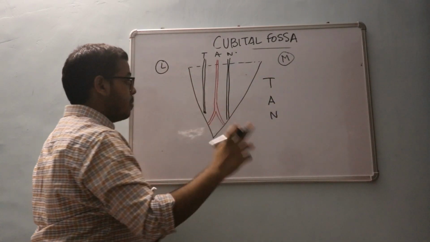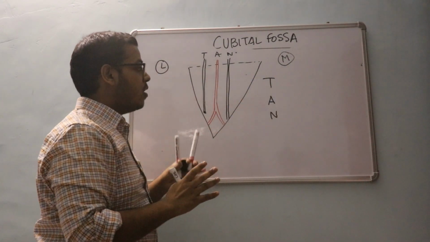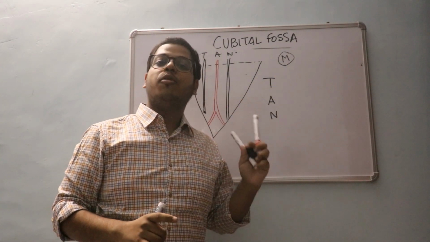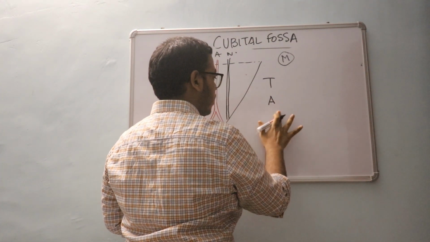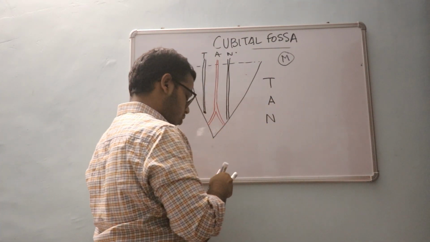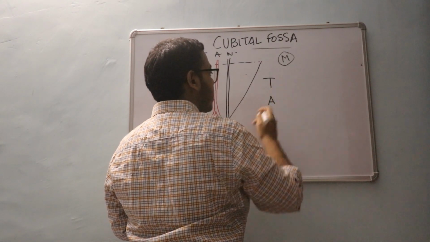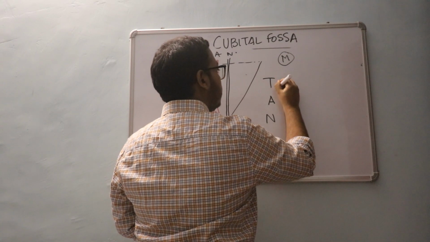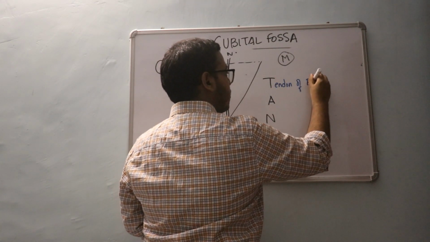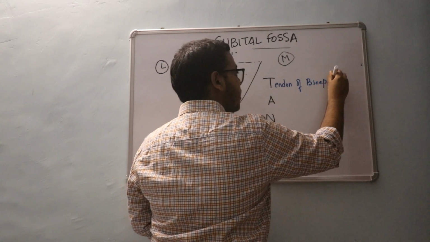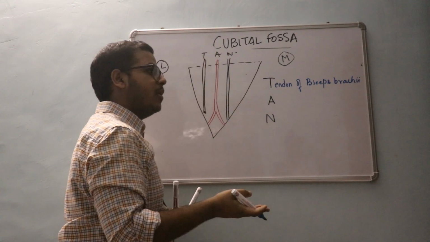TAN. Okay, remember TAN is from lateral to medial. If you remember the TAN mnemonic, it has to be from lateral to medial only. So we have got the TAN structures. The T stands for the tendon of biceps, or the bicipital tendon, whatever you want to say. Tendon of the biceps brachii or the bicipital tendon.